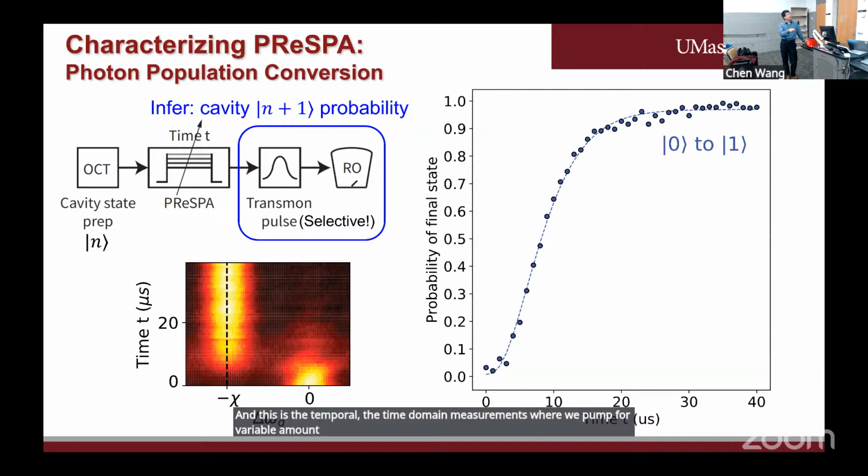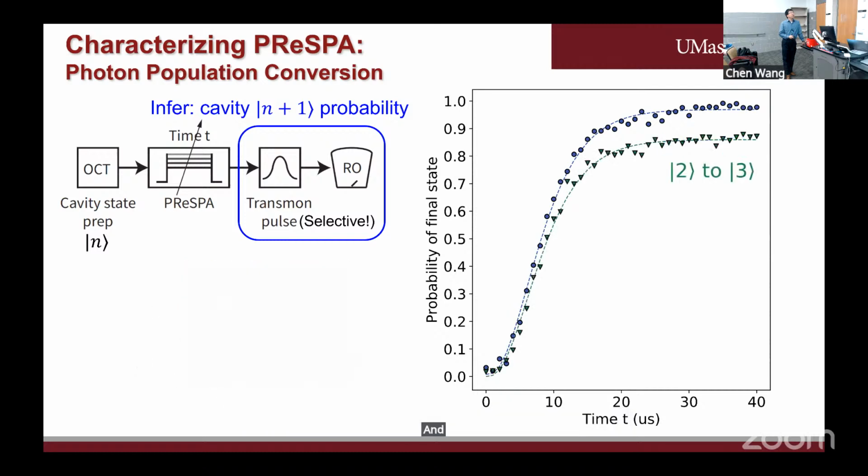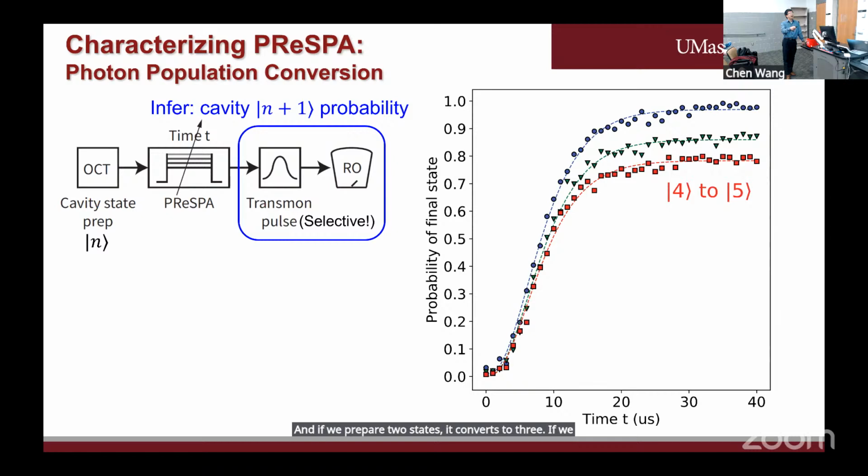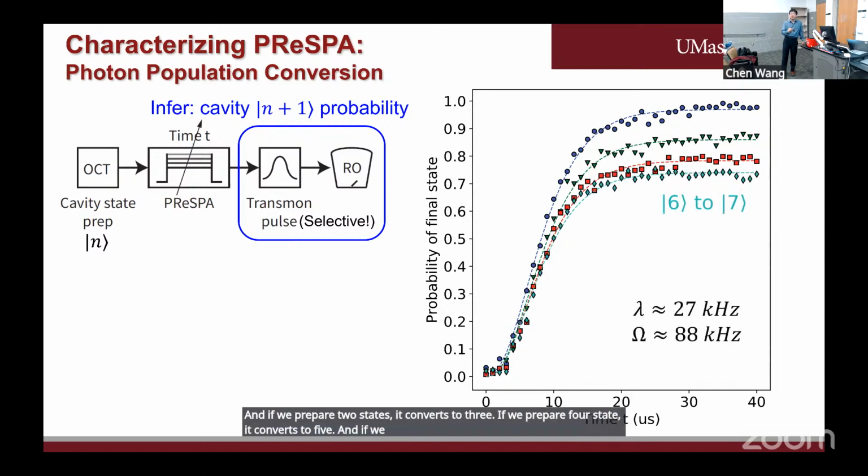In other words, a cut vertically here. We can show that for the 0 to 1 conversion, the characteristic time scale is about 8 microseconds here. And if we prepare 2 states, it converts to 3. If we prepare 4 states, it converts to 5. And if we prepare 6 states, it converts to 7.